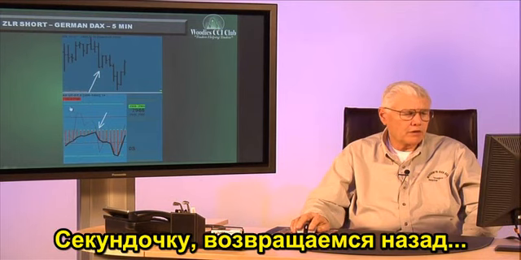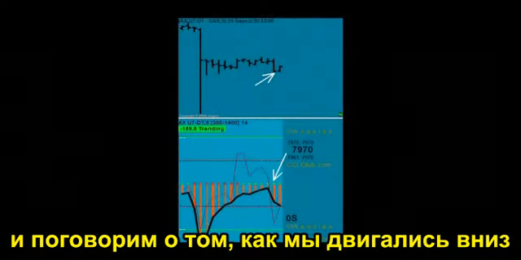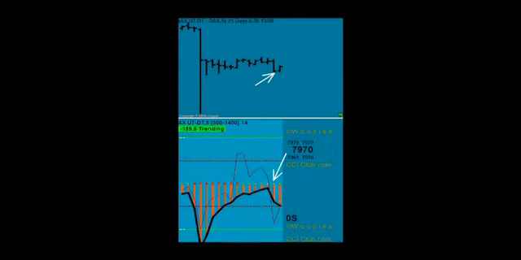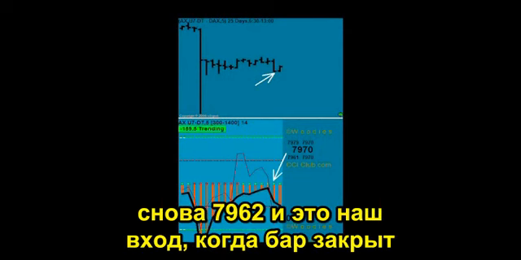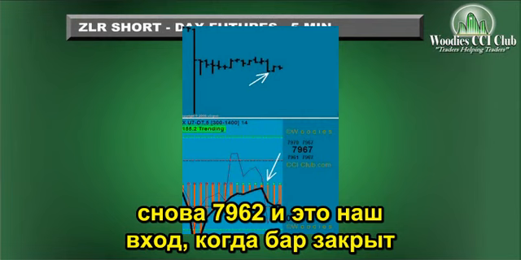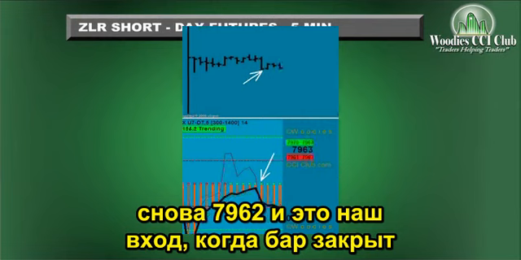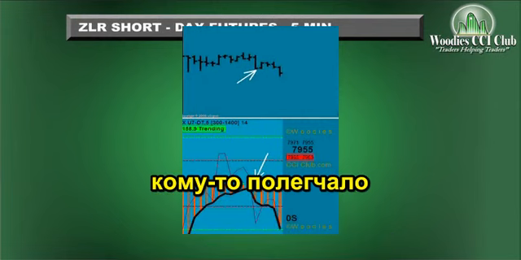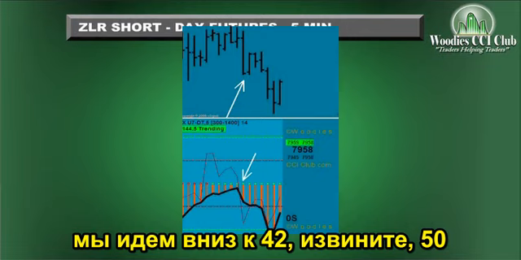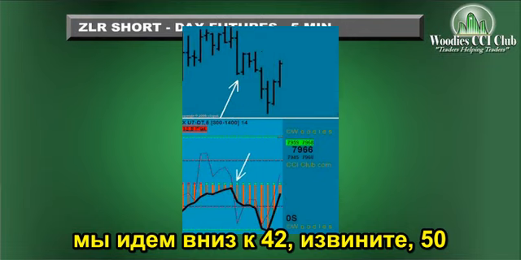Take a second here to go back and cycle back. We'll talk about it as we go down. Hang with it. Okay, now we're back again. 79.62 is our entry at bar close. Some people might get better. 79.62. Here we're going down to 50.